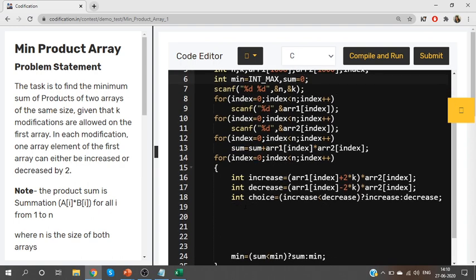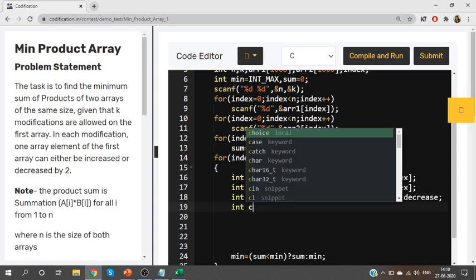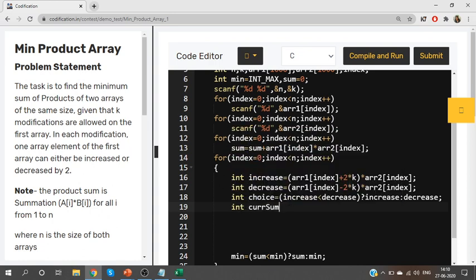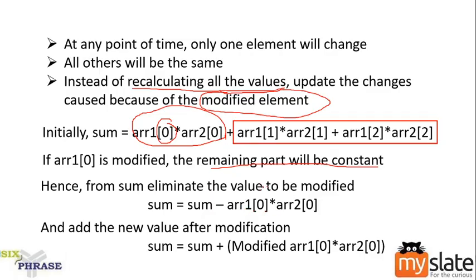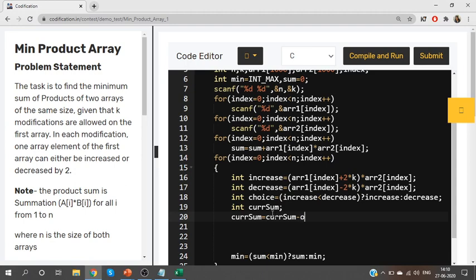As I've told you here, the first step is to calculate the current sum. That is, when I modify a value, I will be having a sum. That is going to be the current sum. How can I calculate the current sum? To calculate the current sum, first we should subtract. What has to be subtracted? The original product has to be subtracted, and after we subtract the original product from the current sum value, add the current product.